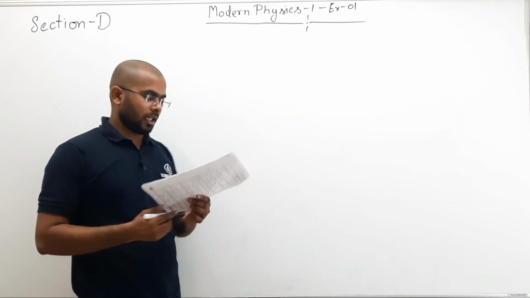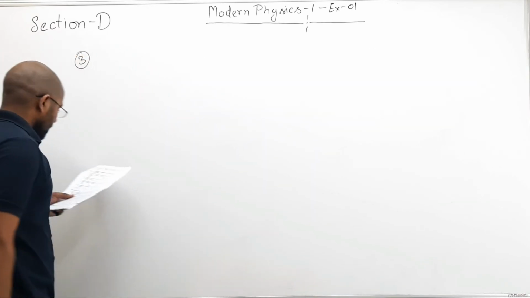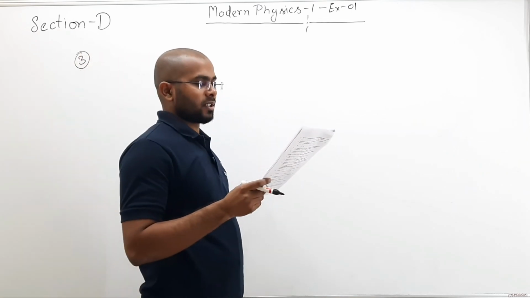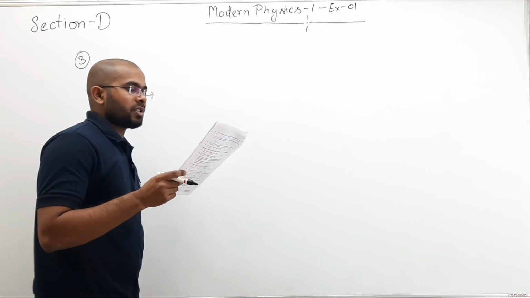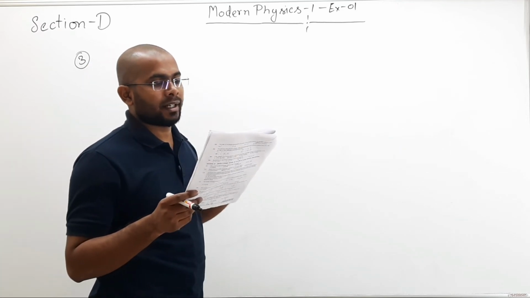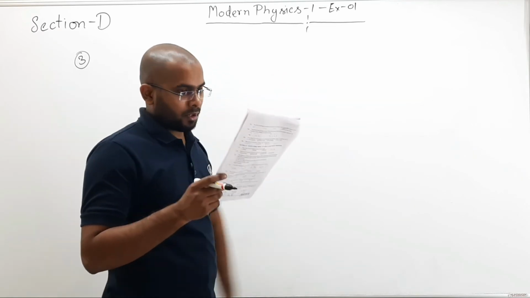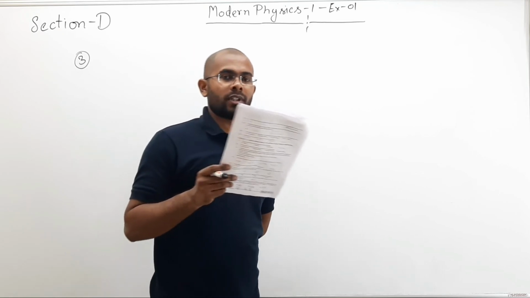Let us solve the third question. What is the third question? Third question says the ionization energy of hydrogen atom is 13.6 electron volt. The hydrogen atoms in the ground state are excited by the electromagnetic radiation of energy 12.1 electron volt. How many spectral lines will be emitted by the hydrogen atoms?